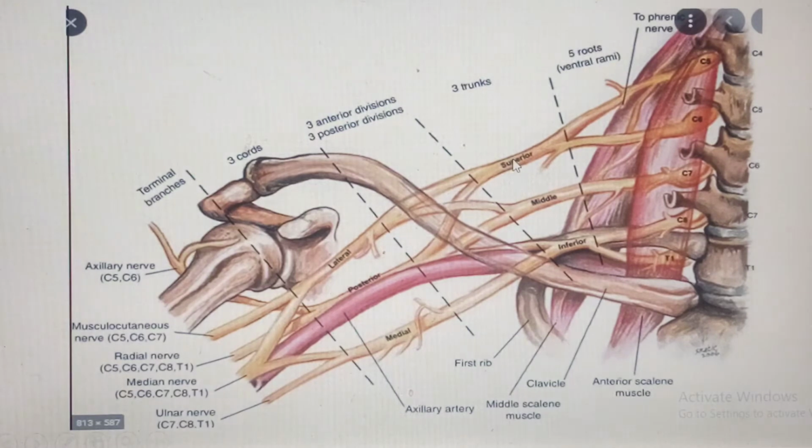So that's the upper trunk. Now in the middle trunk, no nerve emerges from the middle trunk. In the inferior trunk, no nerve emerges from the inferior trunk. So these are the things that you have to know, okay, regarding these ones.